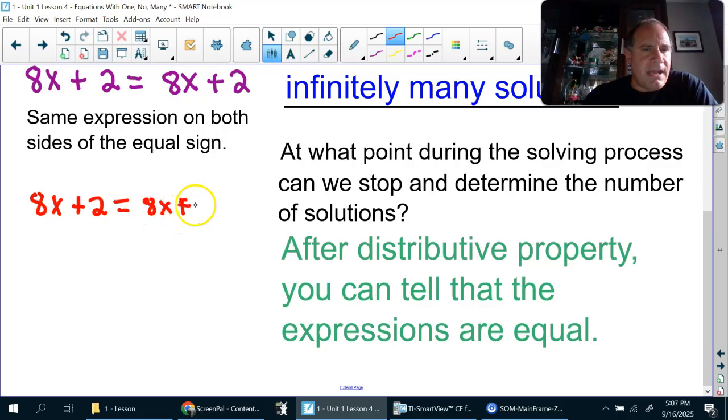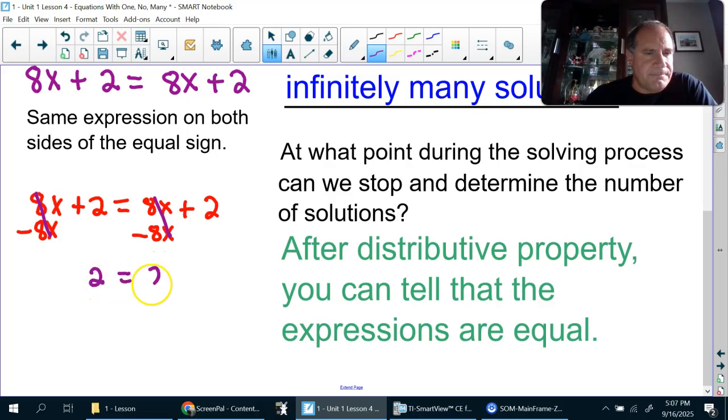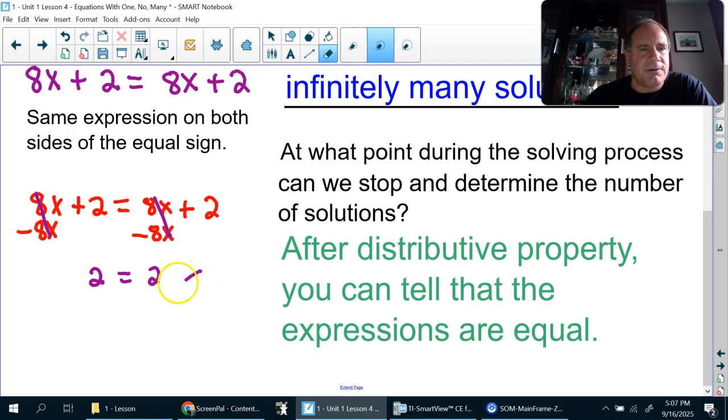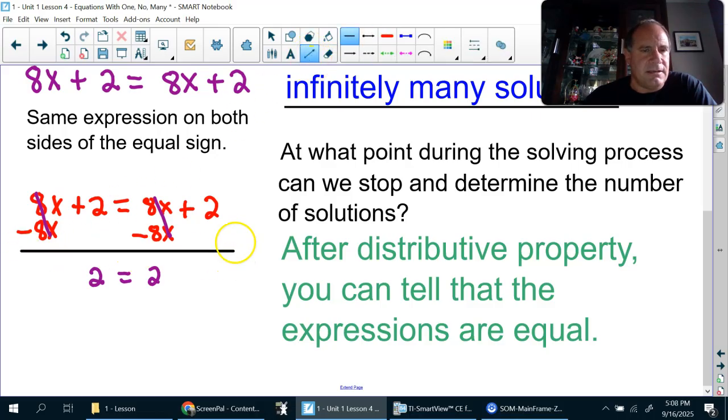You just go ahead and solve the equation just like you normally would any equation, getting the x's together. Once you get the x's together, look what happens. This cancels, and then you have 2 equals 2. Same expression on both sides. This is infinitely many solutions. And that is it.